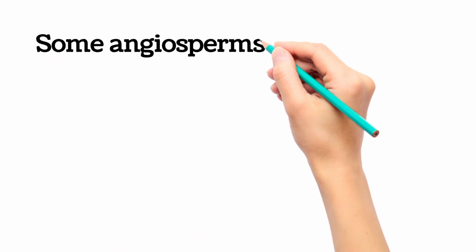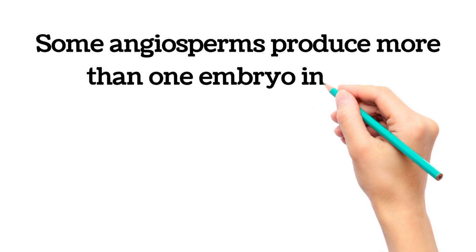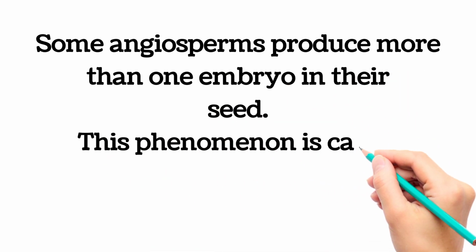Some angiosperms produce more than one embryo in their seed. This phenomenon is called polyembryony.